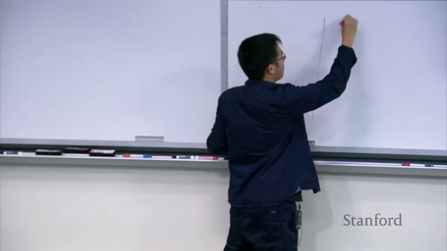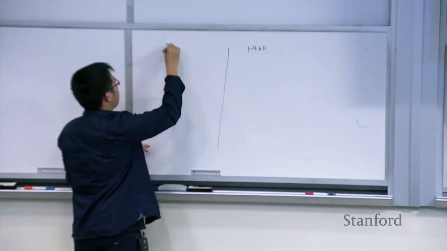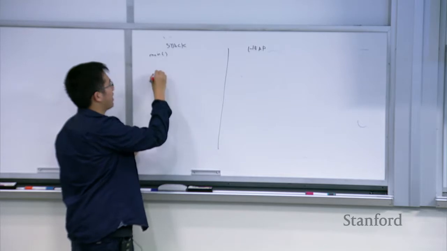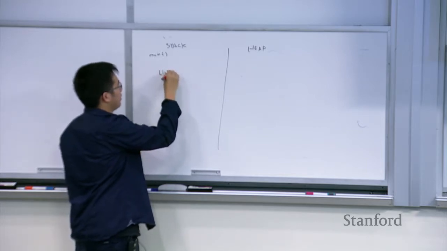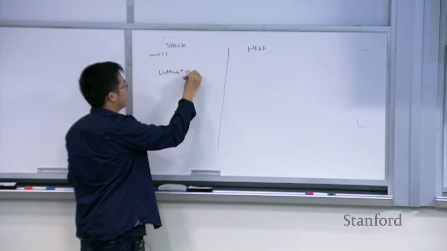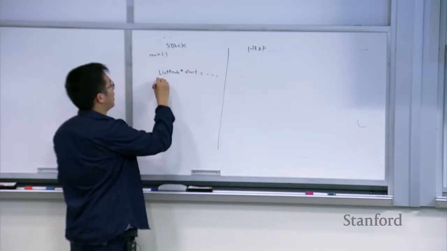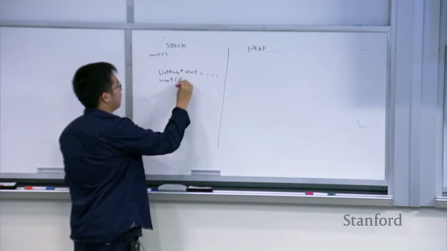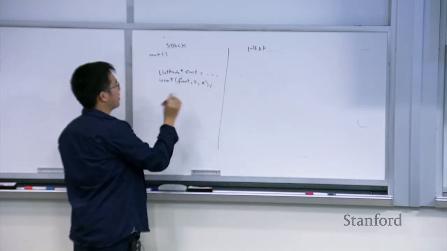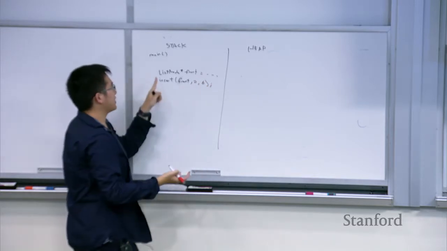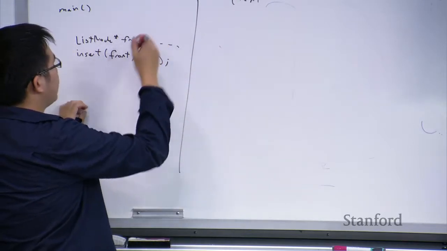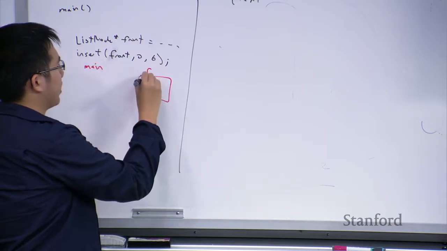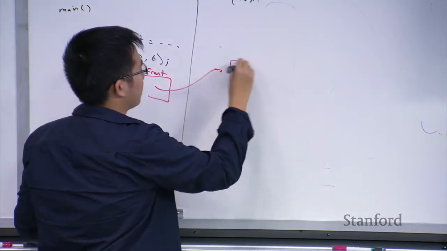So here's the heap. Here's the stack. Okay. So suppose I had a main function, and I created a list. So list node front is equal to something, and then I passed it into insert front 0, 6. Okay. So when I write this line of code, front itself is a pointer. This is in main. Front is a pointer, which points to some linked list here.